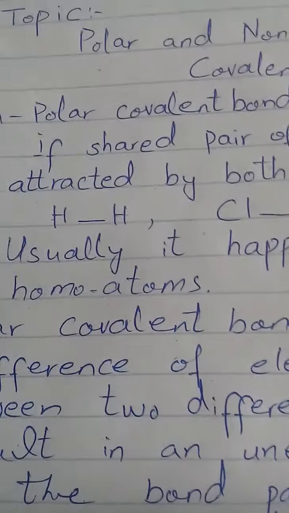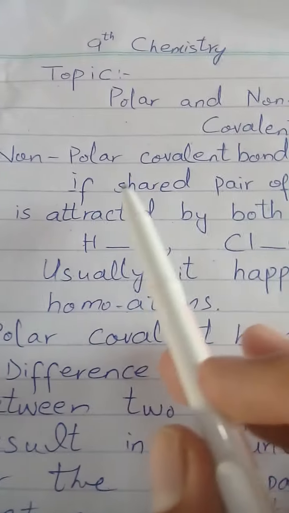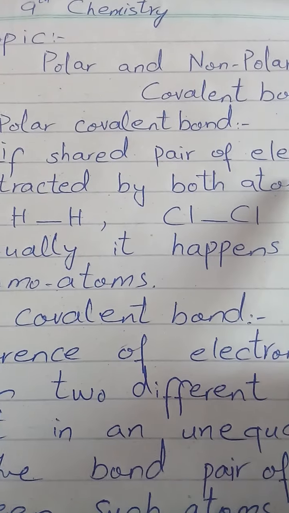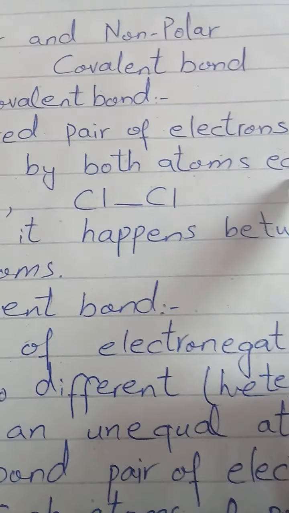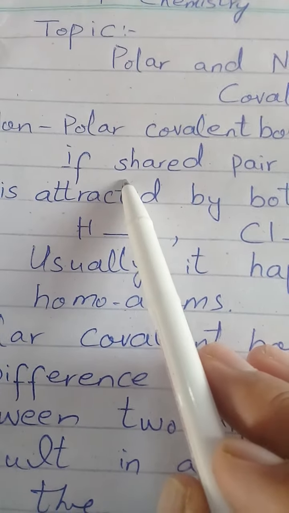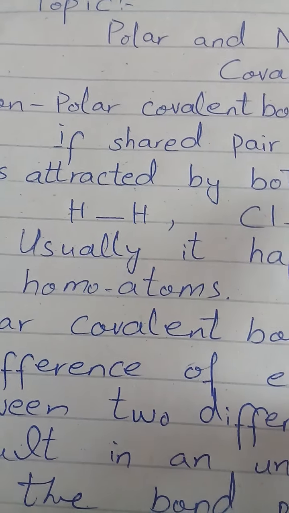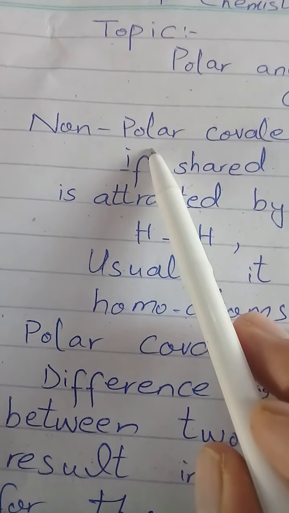Okay, so I have noted down here the definitions of polar and non-polar covalent bond that make you clear about these terms. Non-polar covalent bond: if the shared pair of electrons, that is called bond pair of electrons, is attracted by both atoms equally, obviously those atoms will then be similar, the same, there will be 100% sharing, the electrons will be 100% equally attracted between both atoms, then the bond formed we will call a non-polar covalent bond.